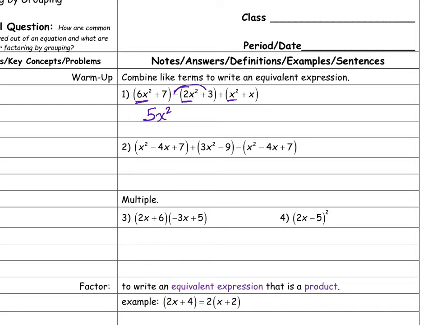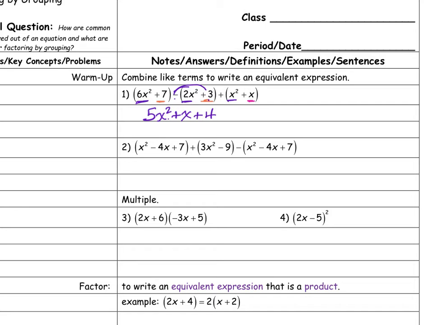5x squared. And then I have an x, which is my next like term. So that would be plus x. And then my next like terms are my constants. And I have 7 minus 3, which is 4. Okay.